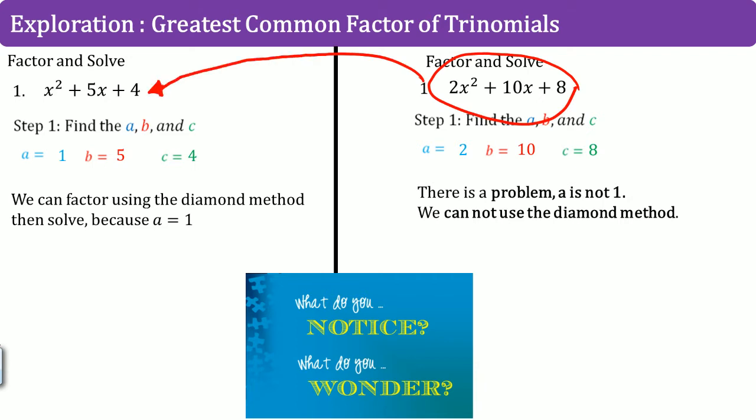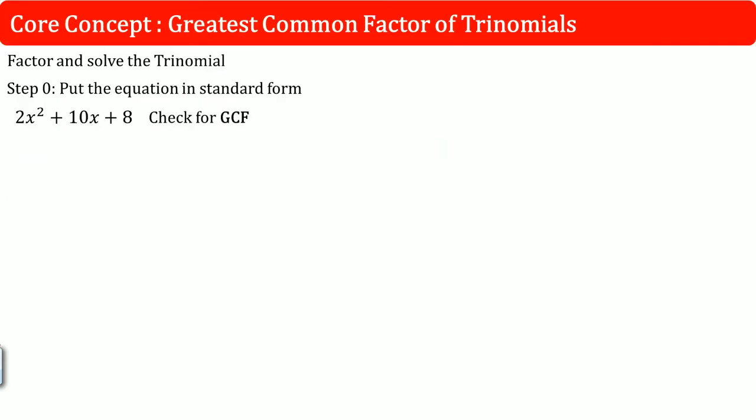Notice the numbers 2, 10, and 8 have something in common. What they have in common is a common factor. 2, 10, and 8 have a common factor. We're going to look for the greatest one of those. So this leads us to our core concept, the greatest common factor trinomial. So this was what we have in our last problem, 2x squared plus 10x plus 8. Put the equation in standard form first of all. It's already in standard form. So let's check for the greatest common factor, which is the GCF.